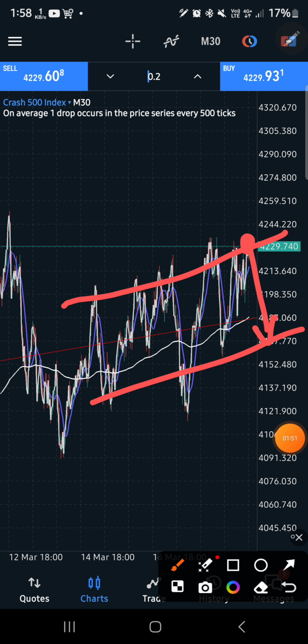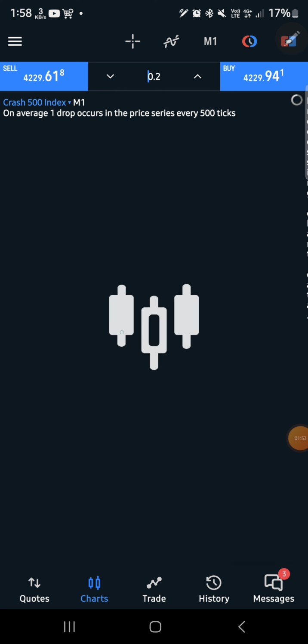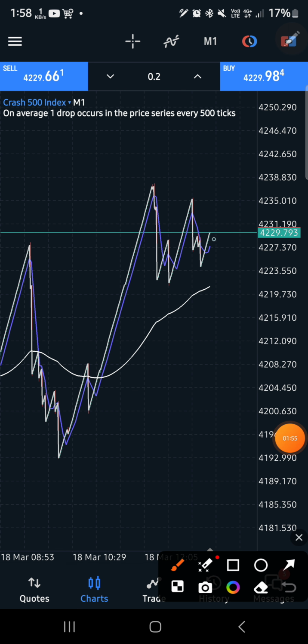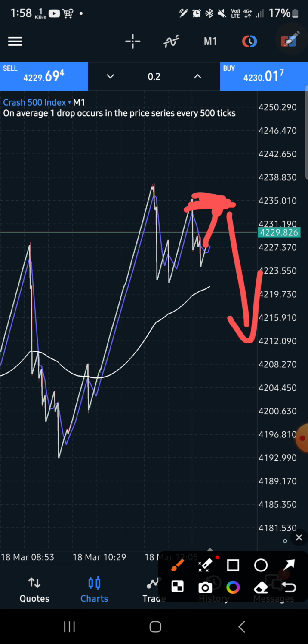But if we go down to the 1 minute, we are going to wait for the market to come a bit to this region so we can take in our multiple positions here and expect a spike.